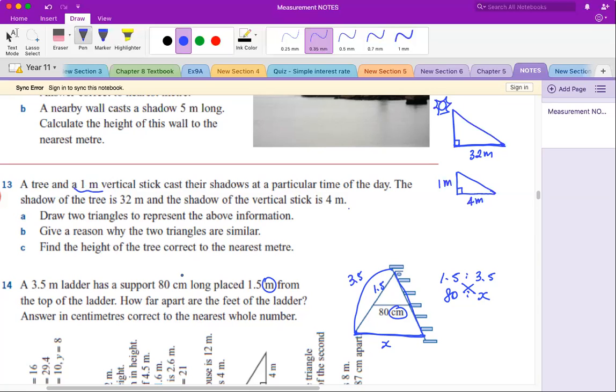That's more like a science geography question. So you can say at the same time in the day, the sun's at the same height. So the shadow is going to be cast at the same angle. So I just write the shadows, they cast it at the same angle. Yeah, at the same time in the day. Okay.